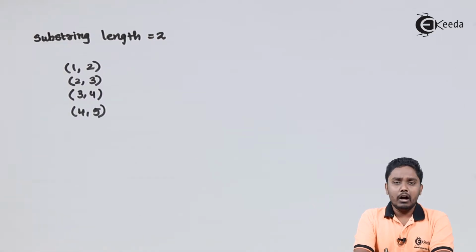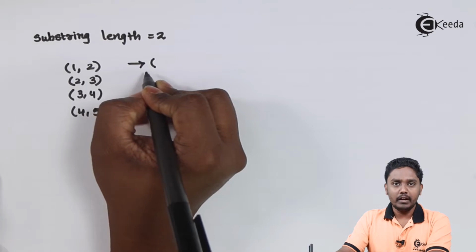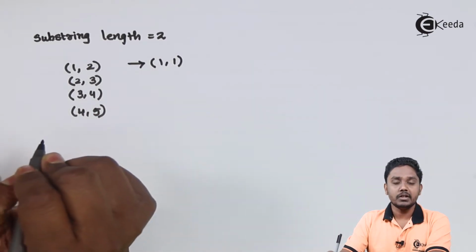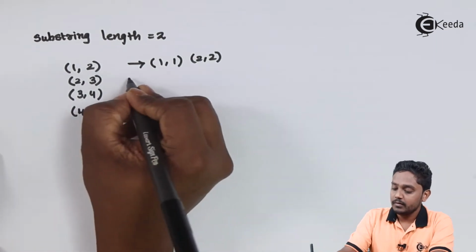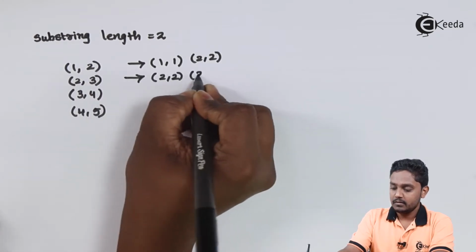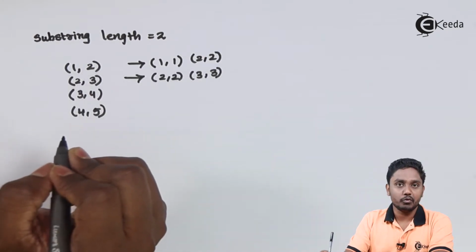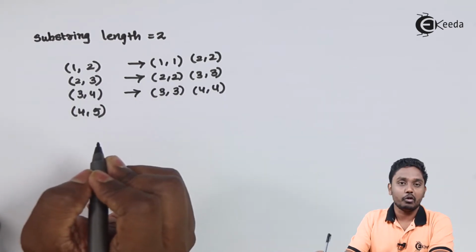But how do we generate a string from 1 to 2? There is only one way, that is substring 1 to 1 concatenated with substring 2 to 2. It is basically the concatenation of alphabet at 1 1 and alphabet at 2 2, which forms the entire substring 1 to 2. Similarly, let us write the rest. This one would be 2 2 followed by 3 3. Next one would be 3 3 followed by 4 4. Last one would be 4 4 followed by 5 5.